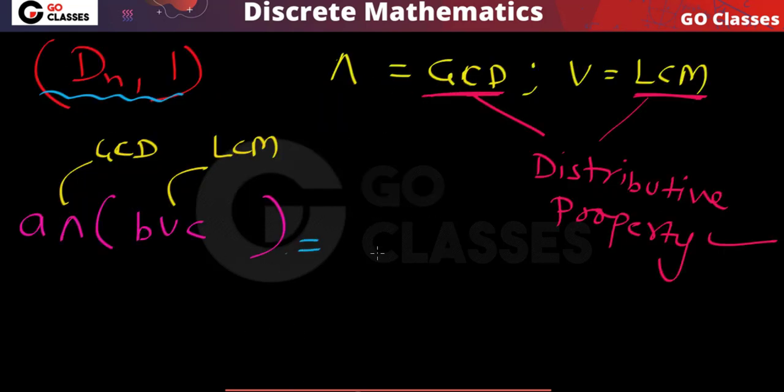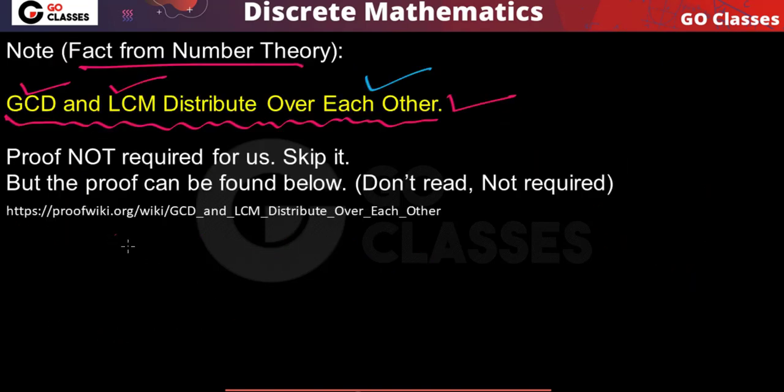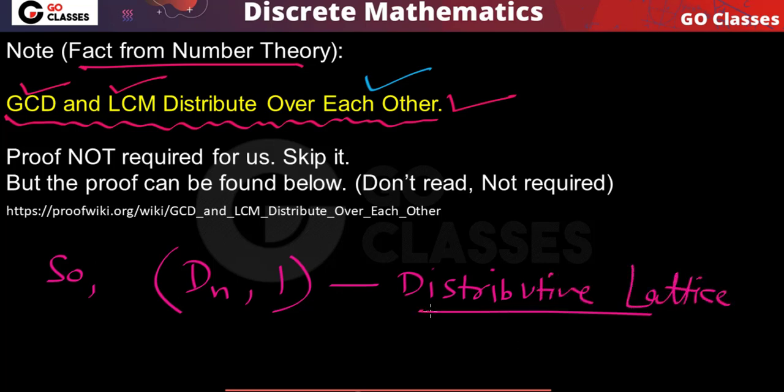So finally, because they distribute over each other, I can say this will be equal to A GLB B, or A GLB C. So this is the idea. And remember, LUB is the LCM, and GLB is your GCD. So I can say this is distributive. Finally, because of this, I can say that Dn, divisibility is a distributive lattice. This lattice is definitely distributive.